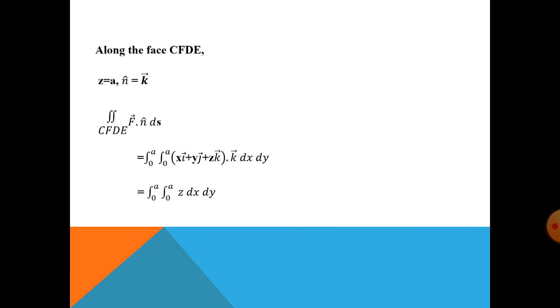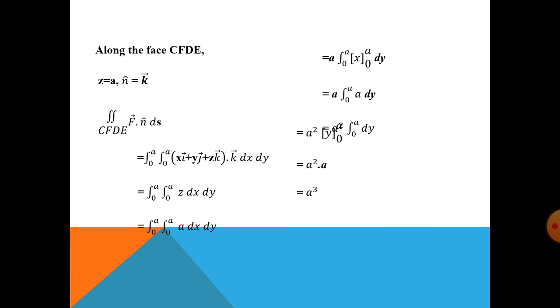Along the face CFDE, z value is a and n cap is k vector. Substitute f vector and n cap values, and ds is dx dy. Solve for the dot product first and then substitute z value as a. First integrate with respect to x and then substitute the upper limits and lower limits. Then integrate with respect to y, we get a cube. That is, along the face CFDE, the surface integral is a cube.